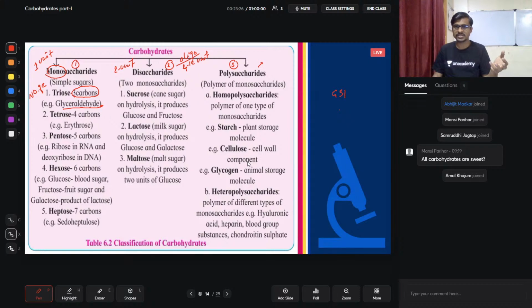Okay, so this G3P and DHAP both are carbohydrates, and both are made up of 3 carbon atoms. So you can say these are the trioses.